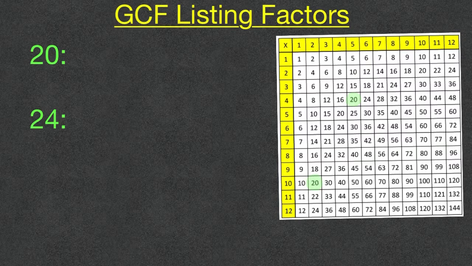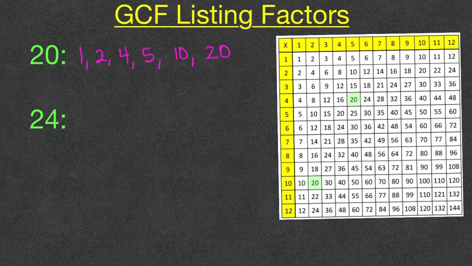Okay, so once again, we're going to do the greatest common factor of 20 and 24, and this is using the factors. We have 4 times 5 gives us 20, and we also have 2 times 10 gives us 20. Now you can use a multiplication chart, but you don't have to. So let's go ahead and list them. The factors are 1, 2, 4, 5, 10, and 20.